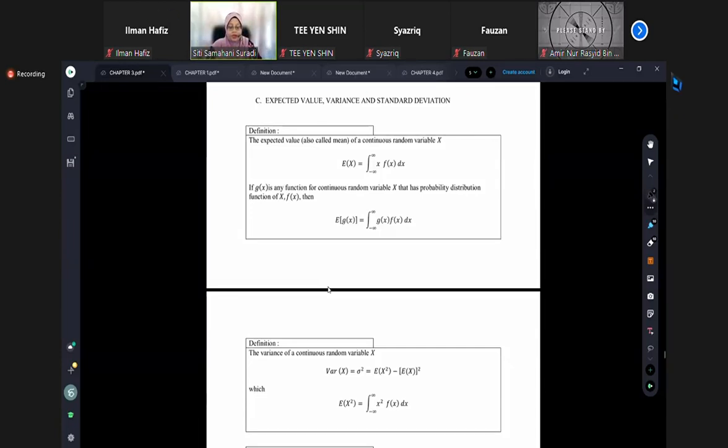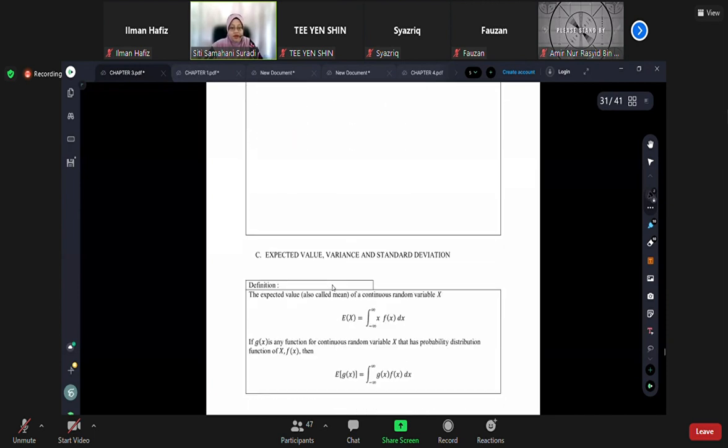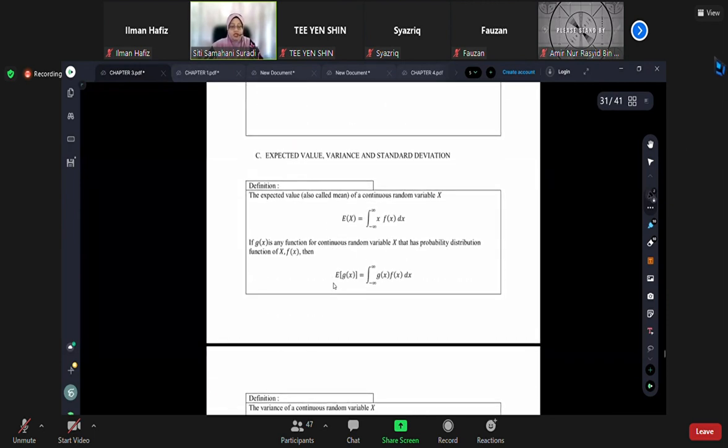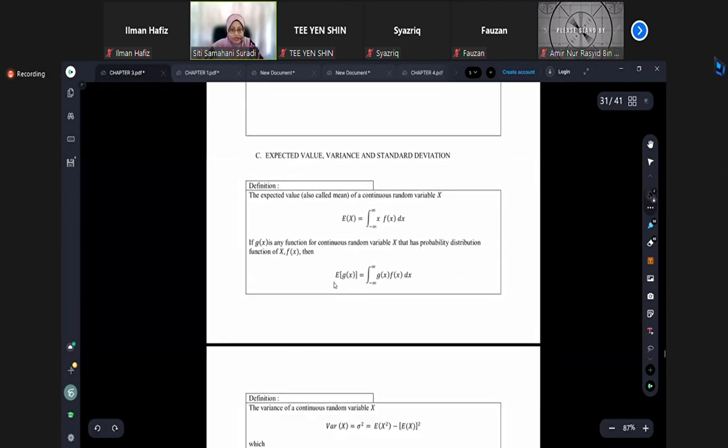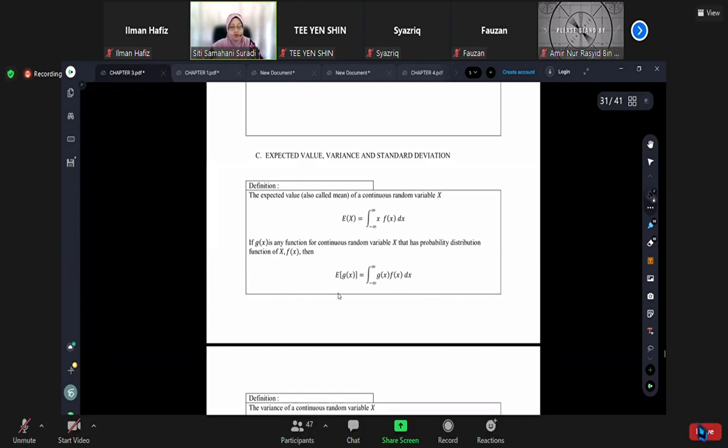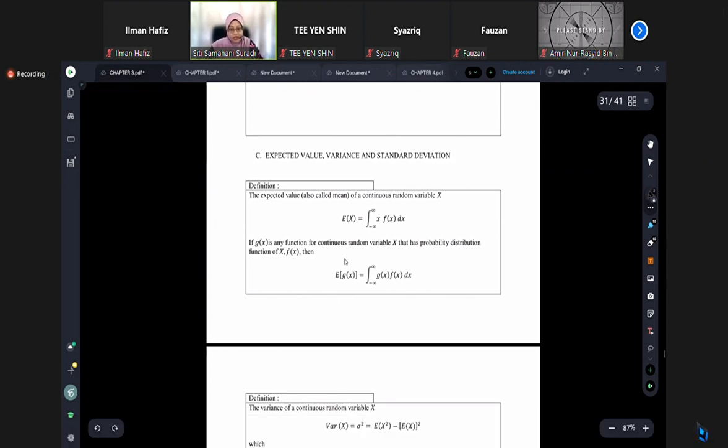Application is the same. Okay, you need to find E(X), variance and standard deviation. The difference is, for discrete you just need to use the function equation directly, just substitute the value and multiply with the X. But for the continuous, you have to use integration in the first place.